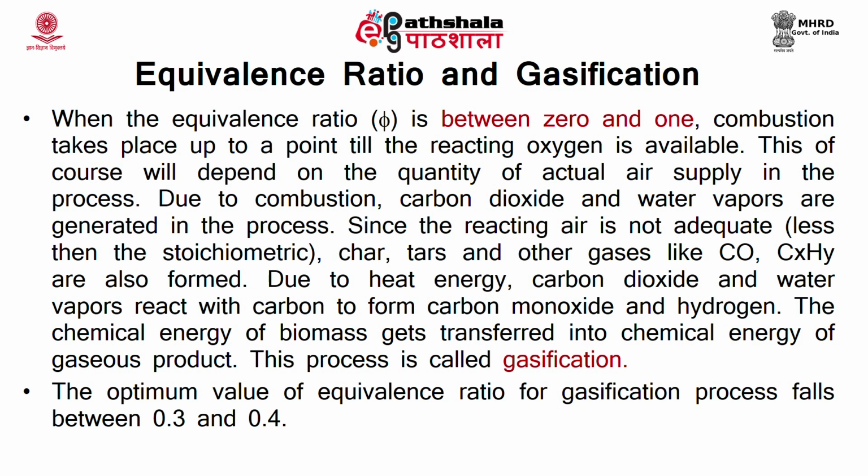So, the optimum value of equivalence ratio for gasification process falls between 0.3 and 0.4. That is, if the value of phi is between 0 and 1, gasification occurs. If it is 0, pyrolysis occurs, and if 1 or above 1, combustion occurs.